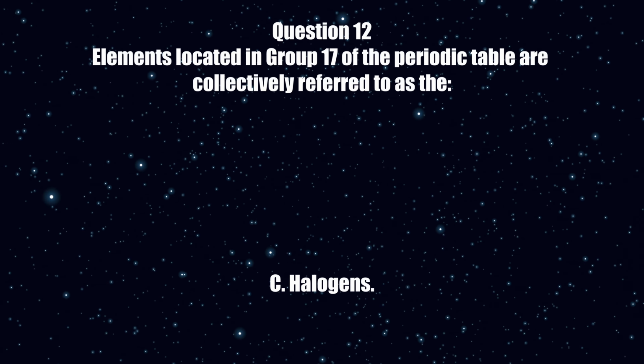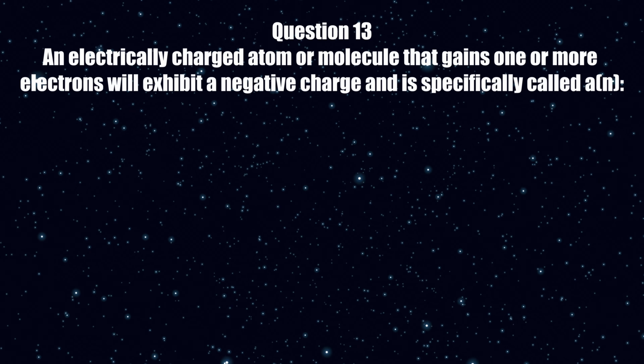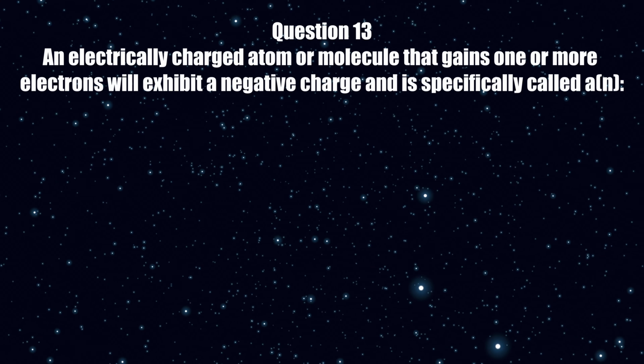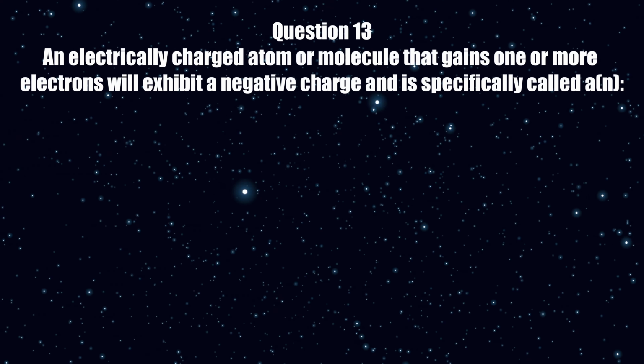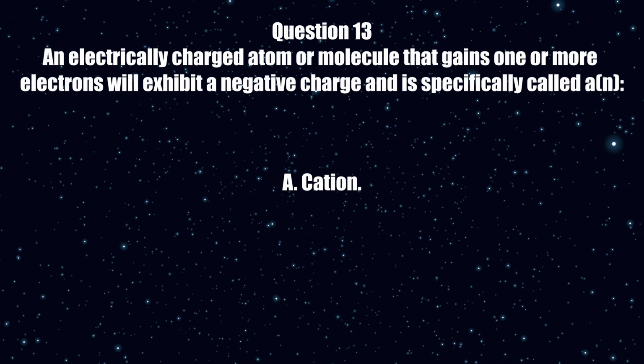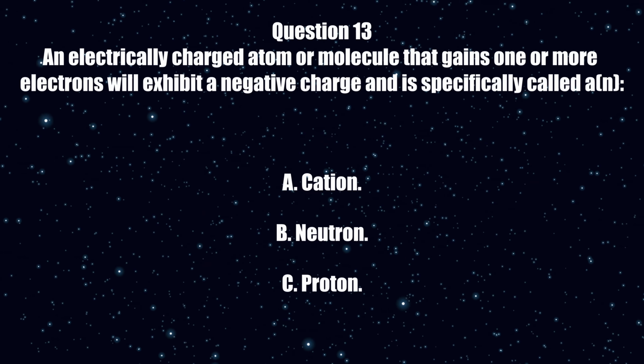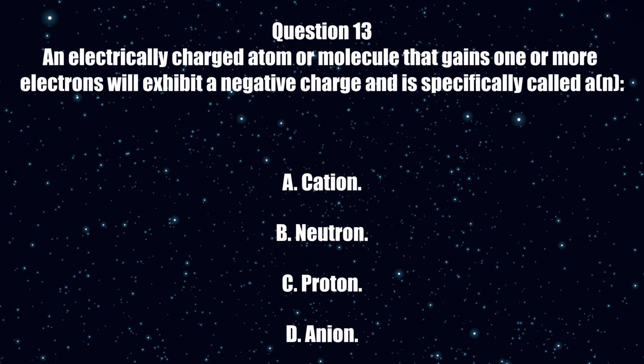The correct answer is C. Halogens. Question 13. An electrically charged atom or molecule that gains one or more electrons will exhibit a negative charge and is specifically called an A. Cation. B. Neutron. C. Proton. D. Anion.